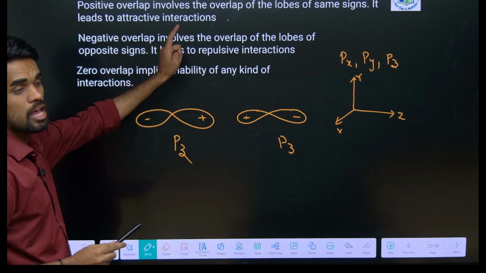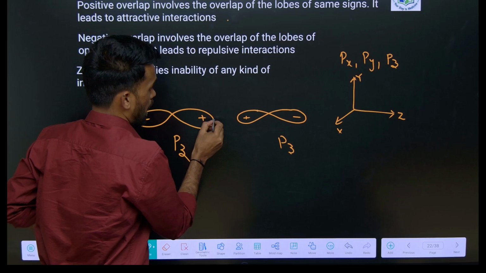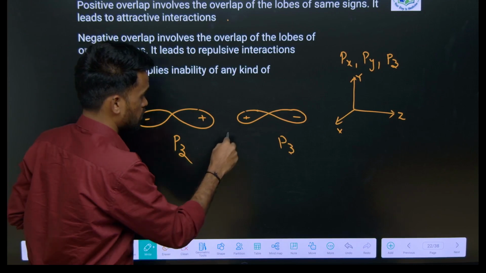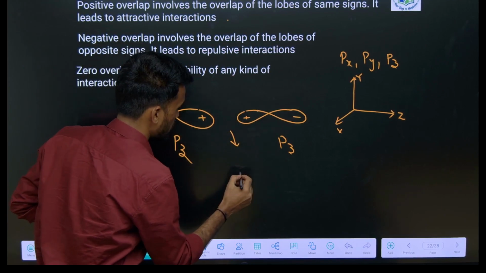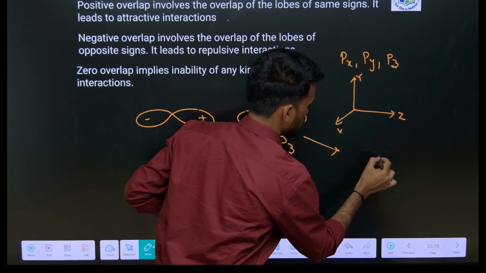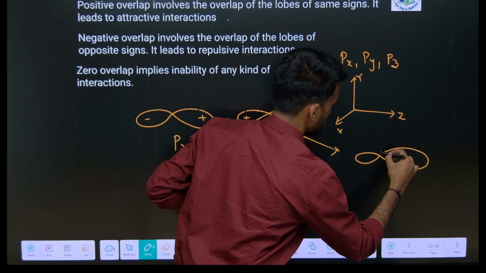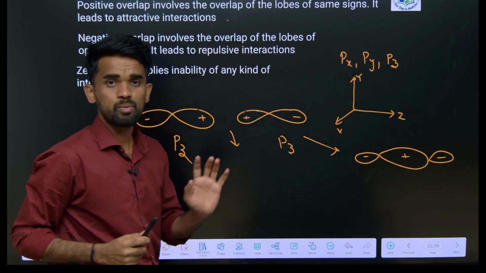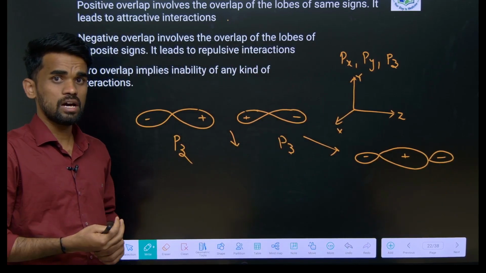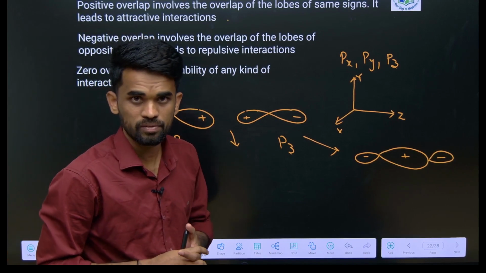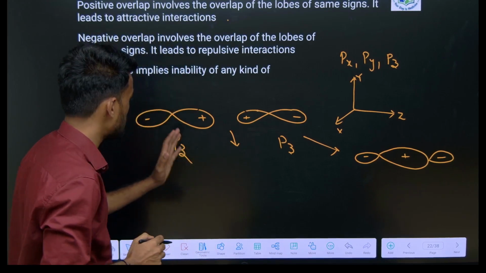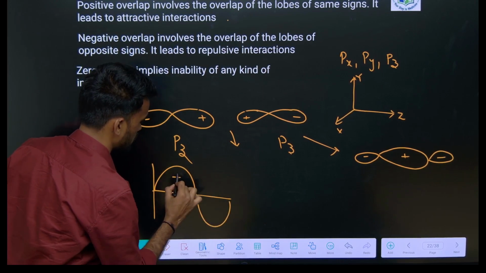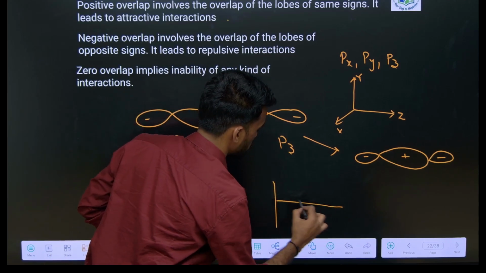Now the positive overlapping takes place when the orbitals with the same sign overlap or intermix. For example, if they intermix or overlap, we may expect to get something like this. Negative, negative. This is the positive overlapping. See, in physics we have studied constructive interference and destructive interference. I hope you are well aware of that. So let us say this is the wave for our understanding. Let us say we take one like this, and take one more wave like this.